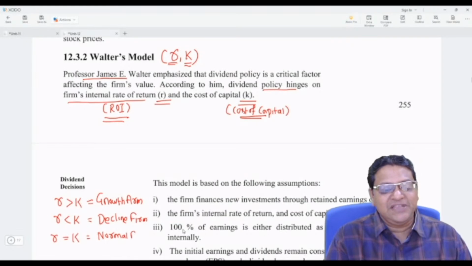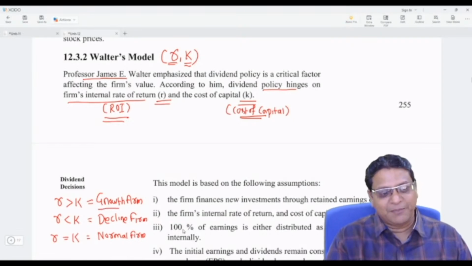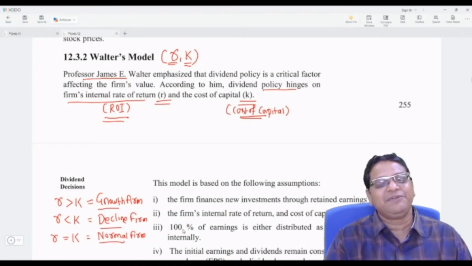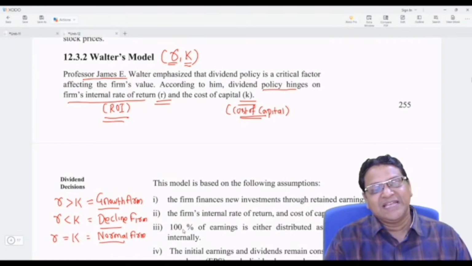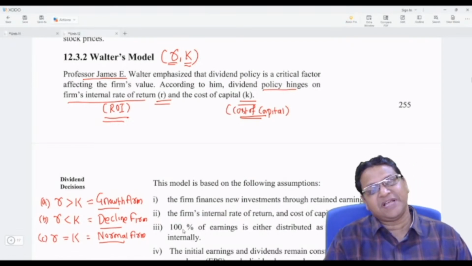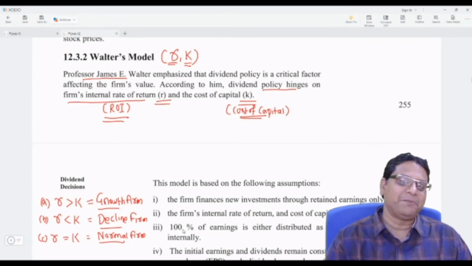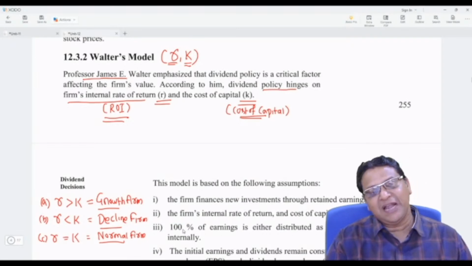So there can be three firms under Walter's model: growth firm, normal firm, decline firm. And as per this model, the dividend policy will be different in these three firms. R and K का रिलेशन के ऊपर डिविडेंड पॉलिसी डिपेंड करेगा वाल्टर्स के हिसाब से. So there can be three cases: growth firm, decline firm, and normal firm. Accordingly, their dividend policy will be decided.